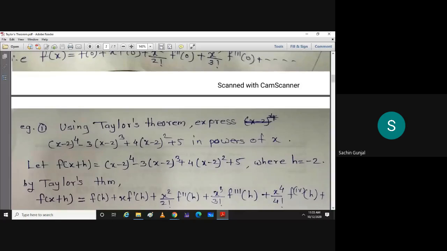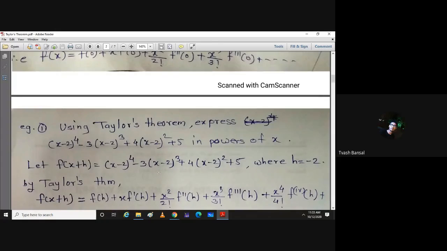Good. See, f of x plus h is given and you want f of x. So you simply subtract h. So f of x plus h minus h, so x minus 2 plus 2. So it becomes x raised to 4 minus 3x cube plus 4x square plus 5. That is my f of x. Is that clear to everyone? Please respond because this is important.